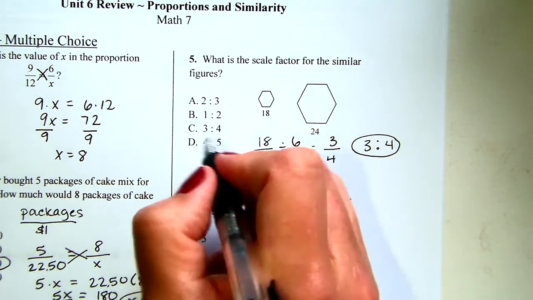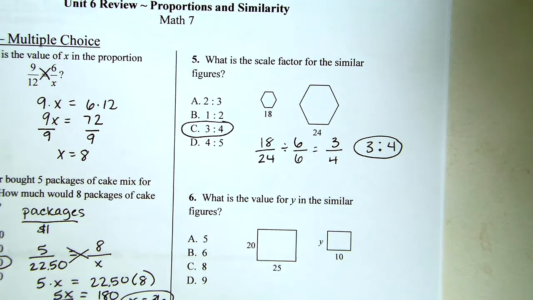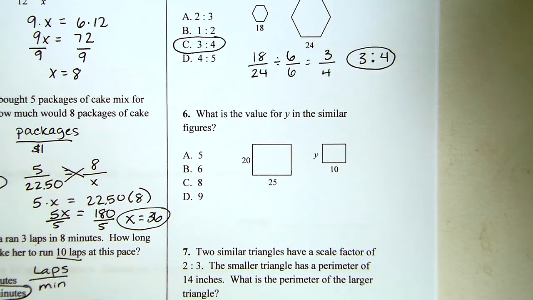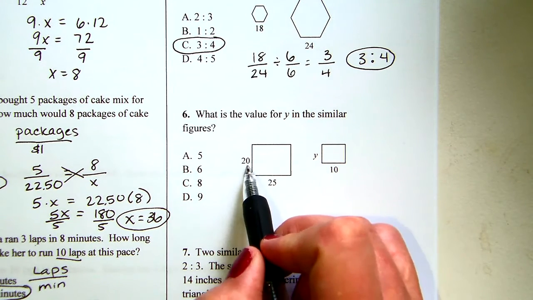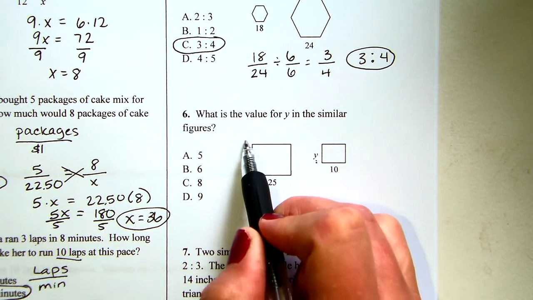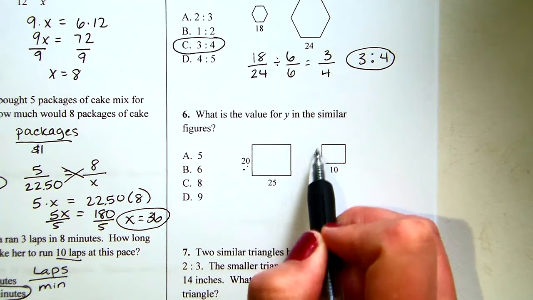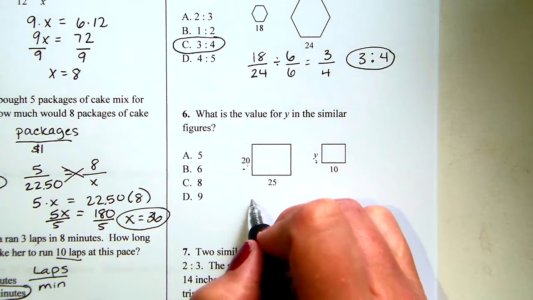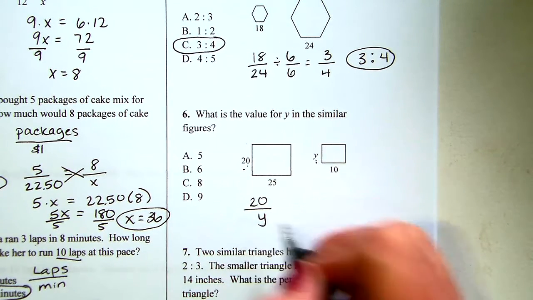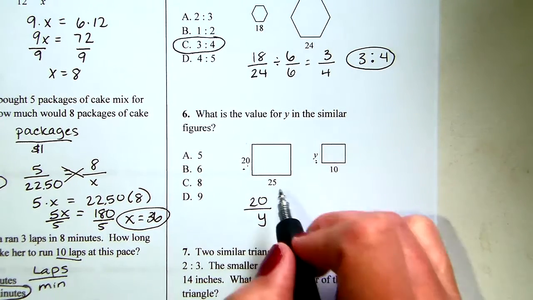Number 6. What is the value for y in the similar figures? Here we're going to create a proportion using corresponding sides. So that means I'm going to set my 20 over my y. Because they're both on the left side of our rectangles, we're going to set them over each other. So it's going to be figure 1, which is 20, over figure 2, which is y. And I'm going to set that equal to figure 1 on the bottom, which is 25, over figure 2 on the bottom, which is 10.